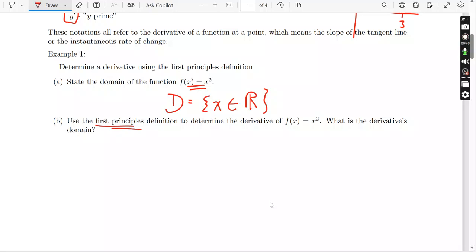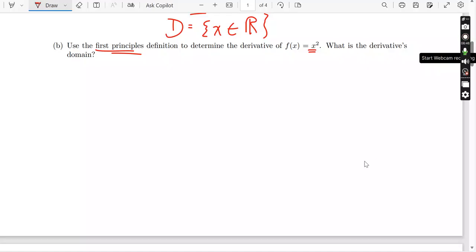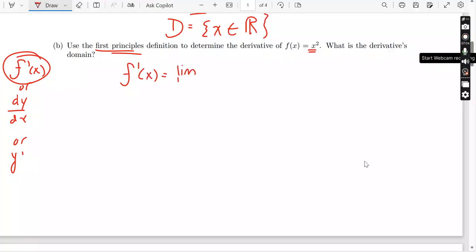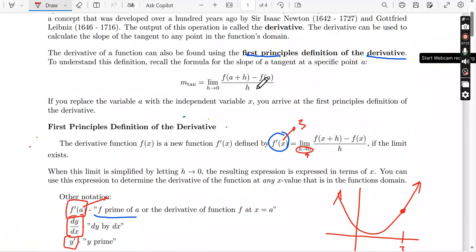Use the first principles definition to determine the derivative of x squared. So we are going to do that. So for the derivative, I can either use f prime of x or dy dx or y prime. I'm going to use f prime of x. So f prime of x is equal to the limit as h approaches 0 of, let me just rewrite it, f of x plus h minus f of x, all over h.